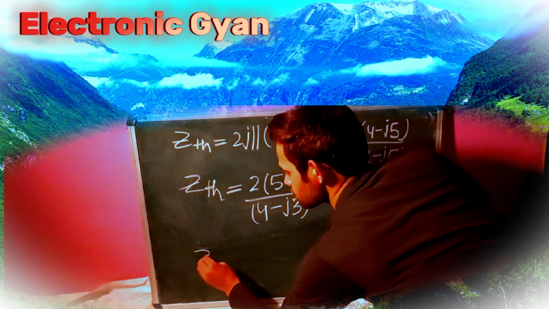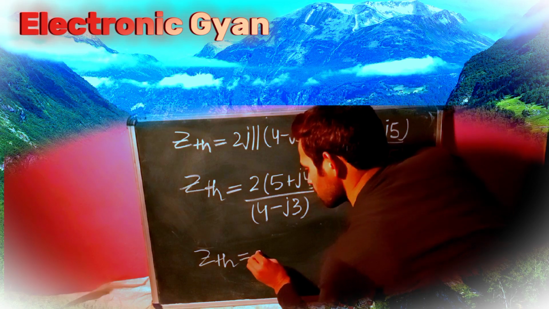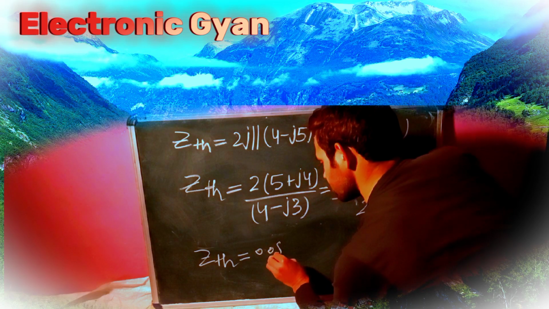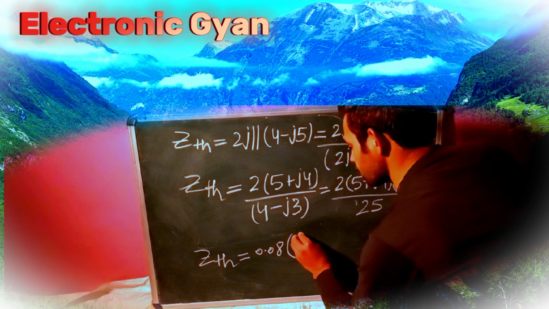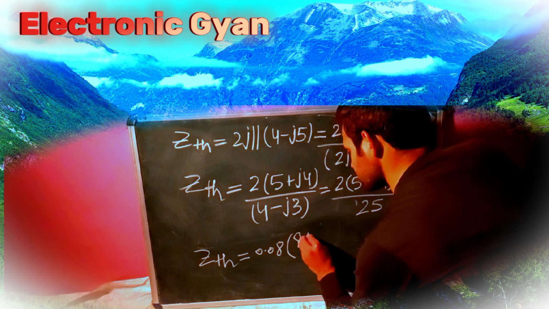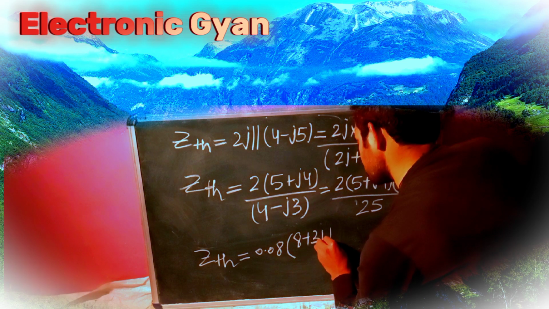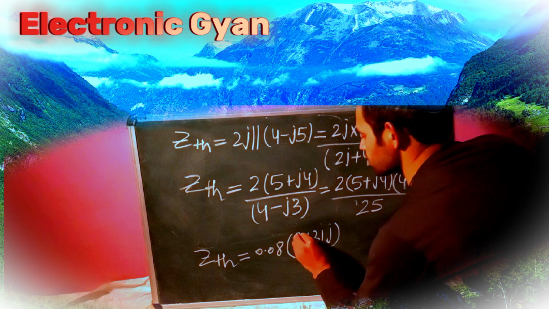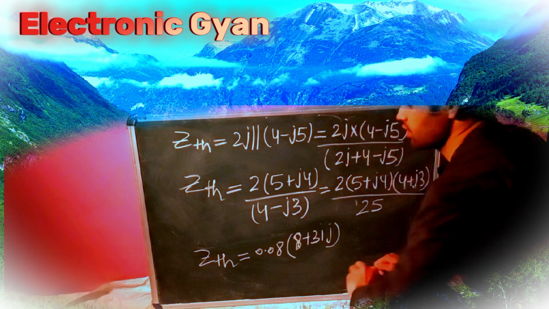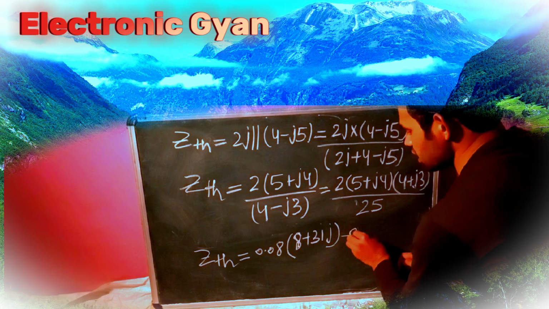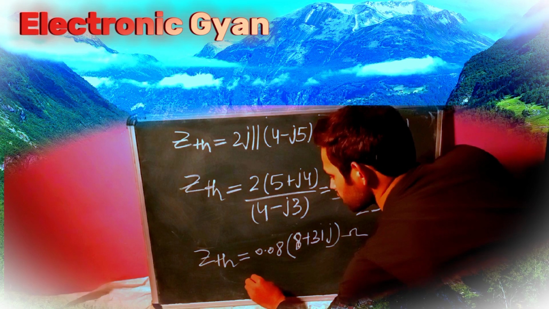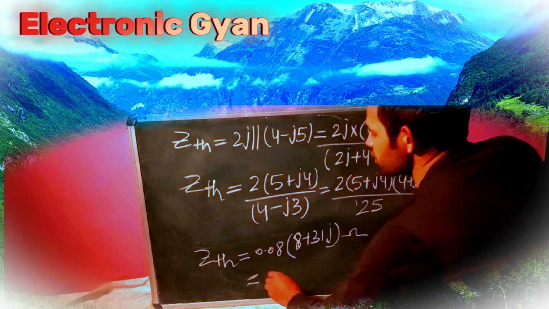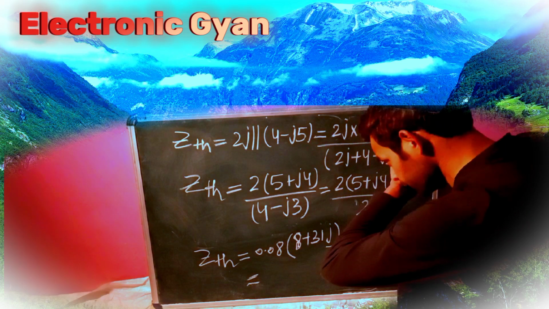So if you see, ZTH is equal to 0.08 into 8 plus 31j. Okay, so this is my ZTH.